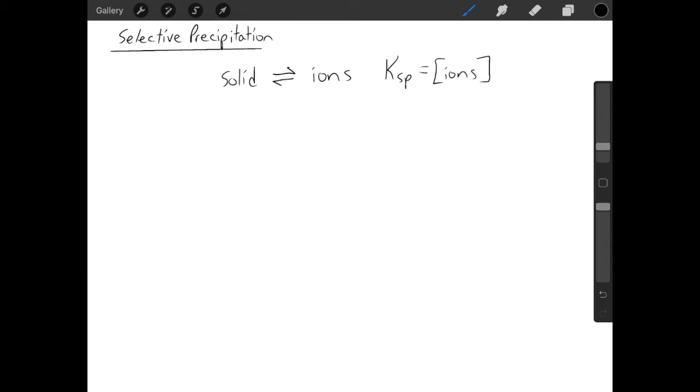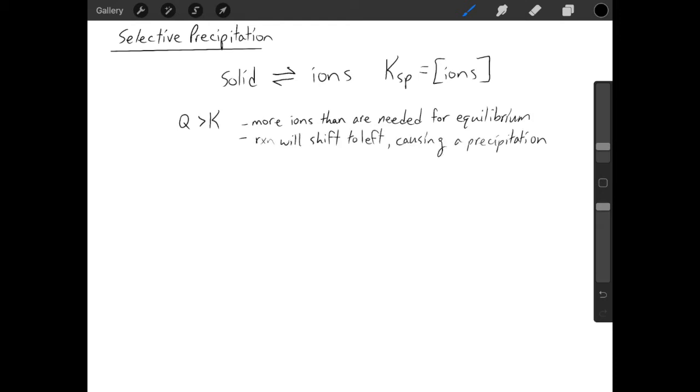So, with a situation like this, you can have three types of Q values, three types of reaction quotient. You can have situations where Q is larger than K, equal to K, or less than K. If Q is larger than K, it means you have relatively more ions than you need to have equilibrium conditions. The reaction is going to shift away from the ions and towards the solid.